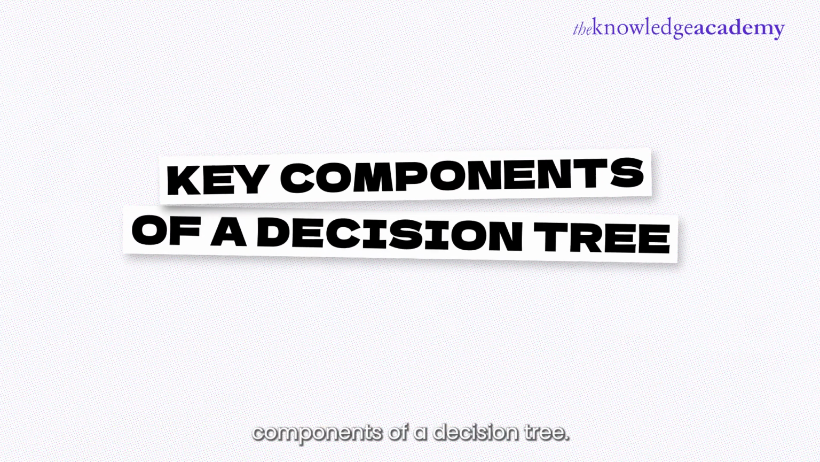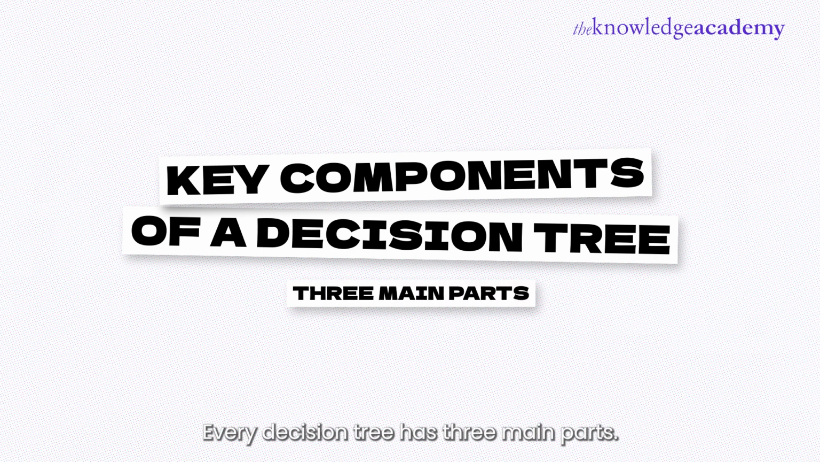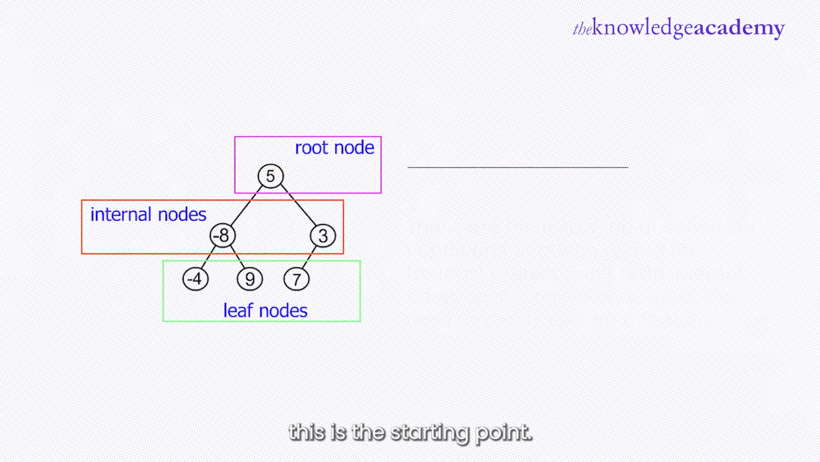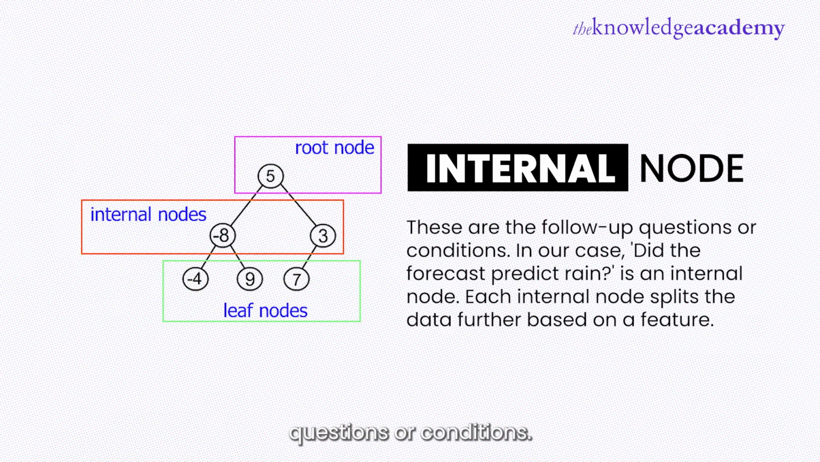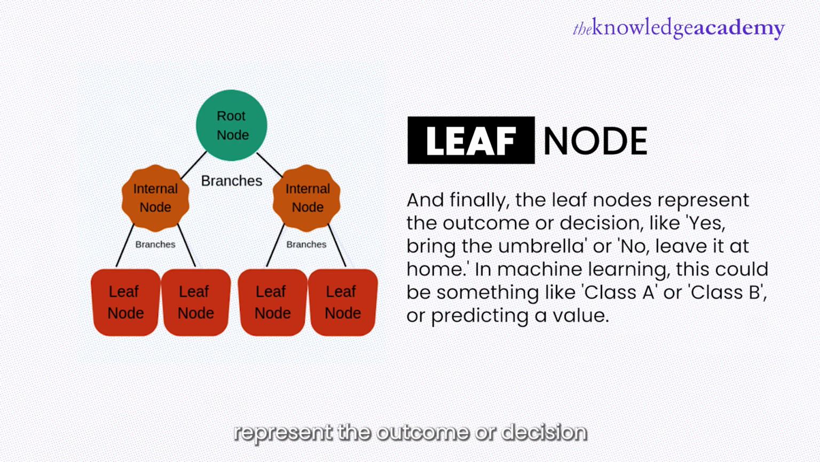Now, let's talk about the key components of a decision tree. It's really simple. Every decision tree has three main parts. First is the root node. This is where the first question is asked, like if it is cloudy, in our umbrella example. This is the starting point. Second is internal nodes. These are the follow-up questions or conditions. In our case, did the forecast predict rain? is an internal node. Each internal node splits the data further based on a feature. And third is leaf nodes. The leaf nodes represent the outcome or decision, like yes, bring the umbrella, or no, leave it at home. In machine learning, this could be something like class A or class B, or predicting a value.